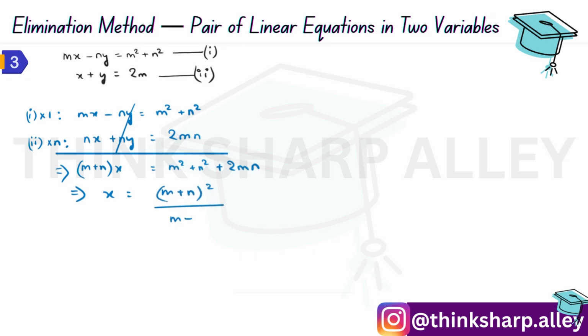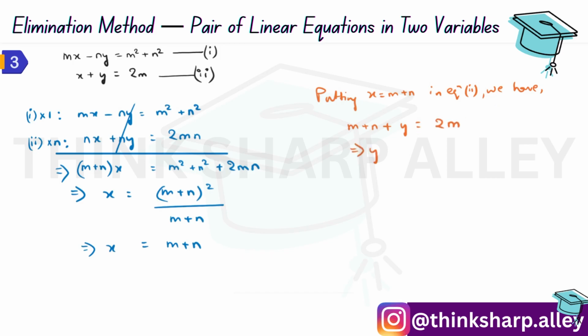Divide by m plus n. This coefficient comes down. So we have x equals just m plus n. Now we'll substitute this in equation 2. In place of x I'm putting m plus n, plus y was already there, equals 2m. So everything goes to the other side. So y is equal to 2m minus m minus n. So that gives me y equals m minus n.